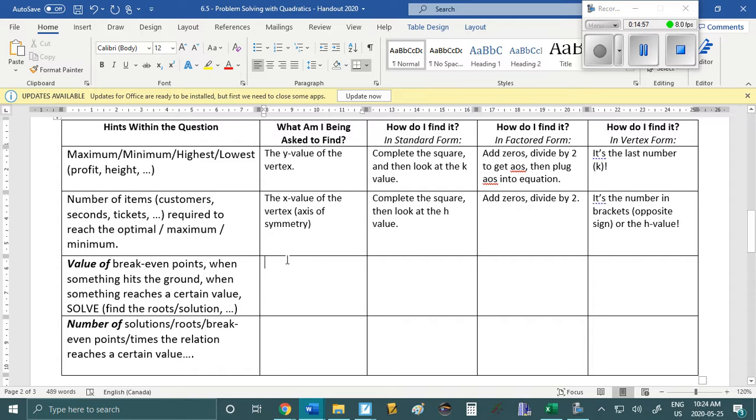Okay, next, the value of break-even points. When something hits the ground, when something reaches a certain value, solve, I've made air quotes there, you could probably tell by the inflection of my voice. Find the roots, the solution, and so on. You're being asked for the zeros. Please pause and fill this in.